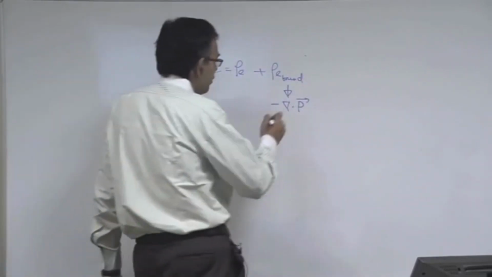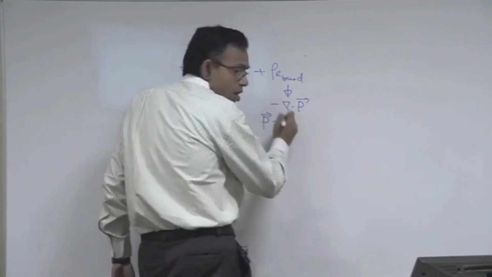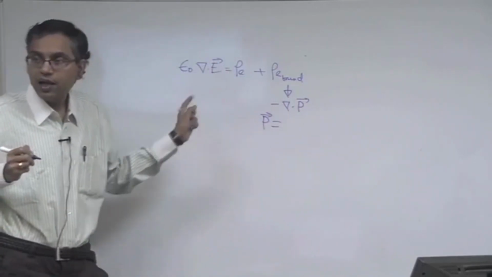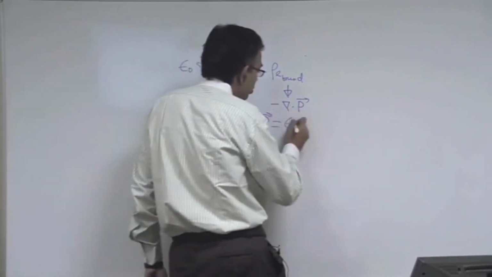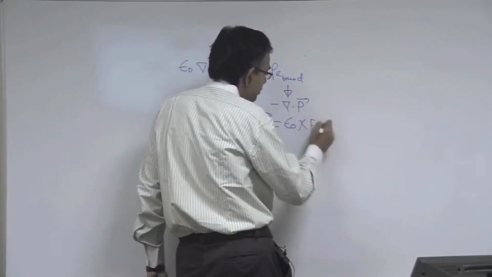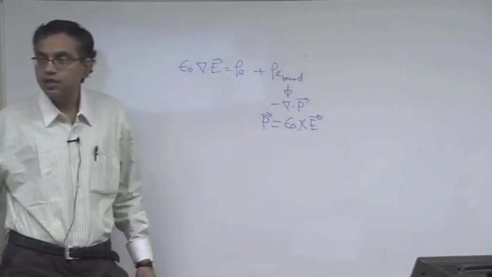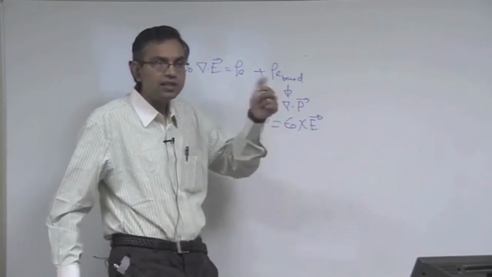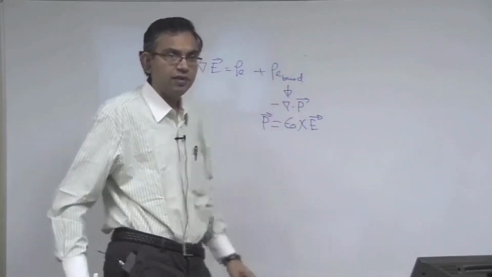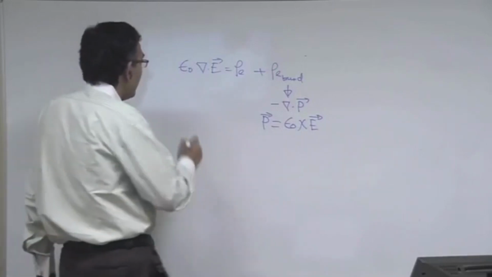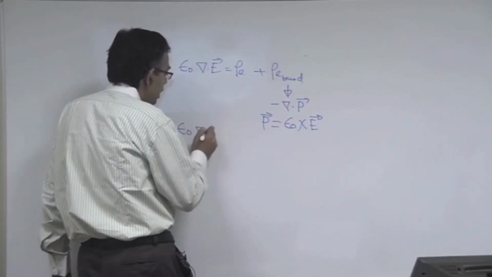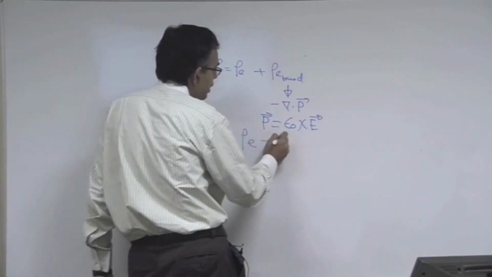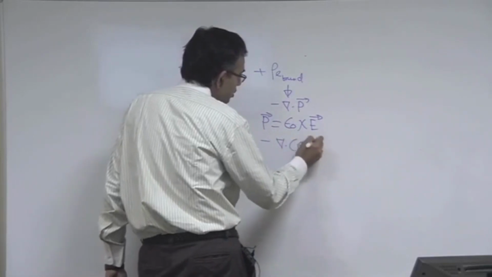Now this polarization vector is constitutively related to the electric field through this parameter chi. It is a constitutive relationship between polarization and the electric field, because one is a sort of cause and another is the effect. So you can write epsilon naught del dot E is equal to rho E minus del dot epsilon naught chi E.